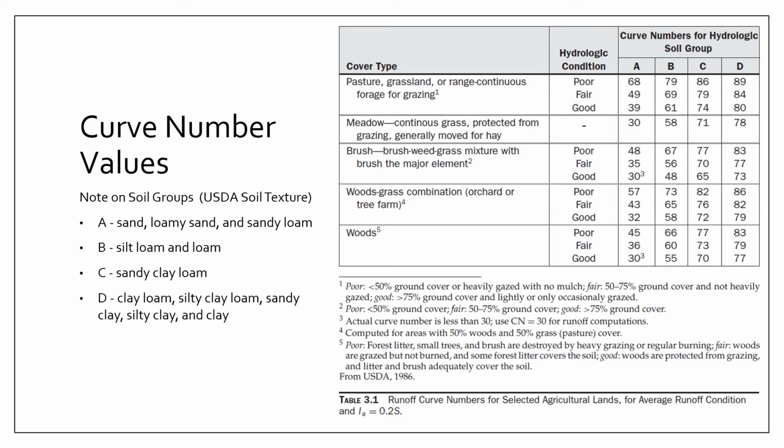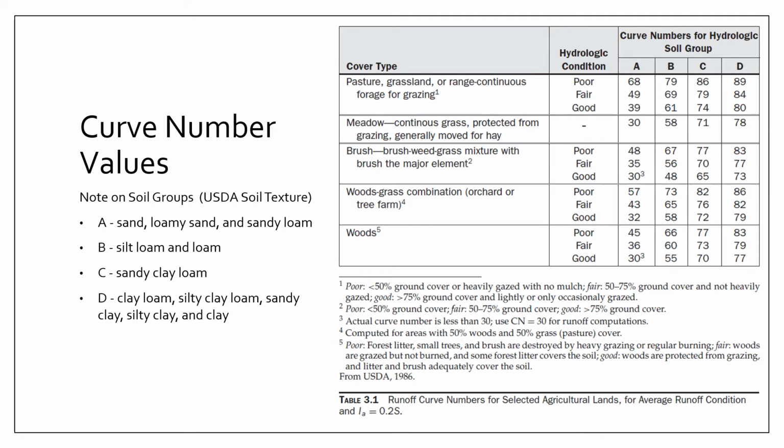And this is the guide on how to get your curve numbers. Okay, you have a table here, and you have your columns, right, denoting different cover or land use types. You have your pasture, grasslands, and then you also have your continuous grass, and then brush or weeds. Weeds like the literal weeds, and bushes. So brushes are just essentially bushes. And then you have your woods and grass combination, and then finally you have your woods.